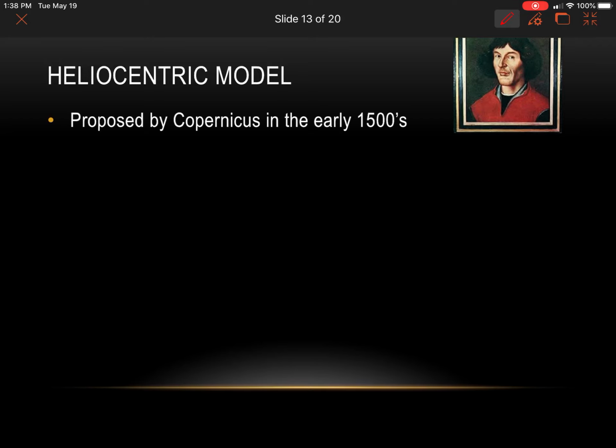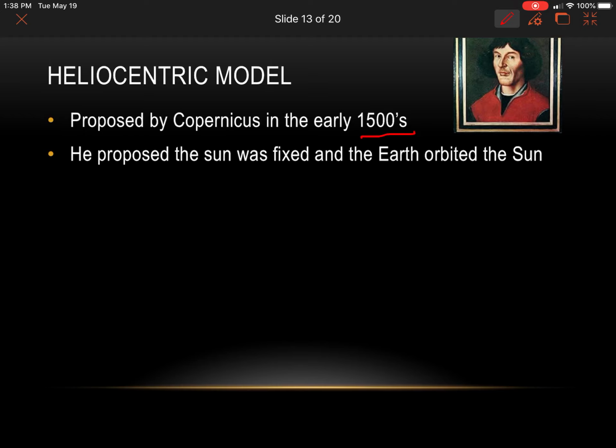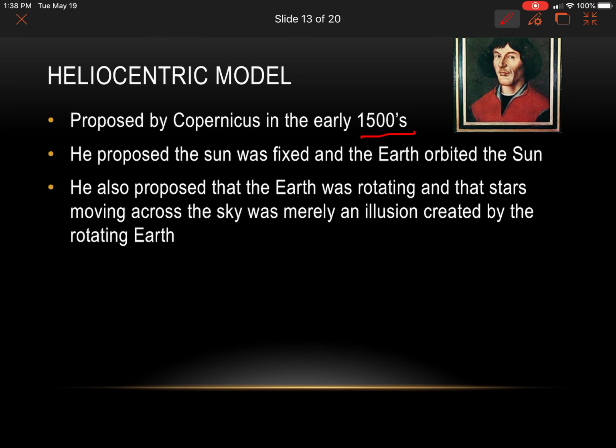So his model, the heliocentric model, was proposed by Copernicus in the early 1500s. This is what you need to copy down in your notes. He proposed the sun was fixed and that the earth orbited the sun. He also proposed that the earth was rotating and that the stars moving across the sky were merely an illusion created by the rotating earth. So he thought the stars were fixed.